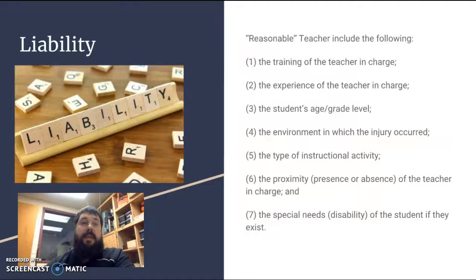Being a shop teacher, I feel like the liability aspects really hit close to what we try to emphasize and what we try to take care of.